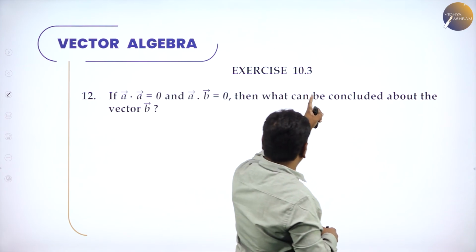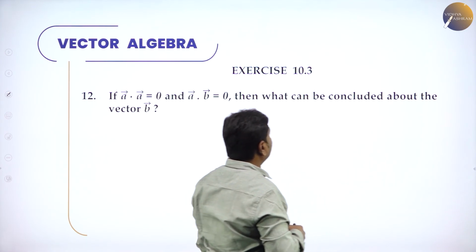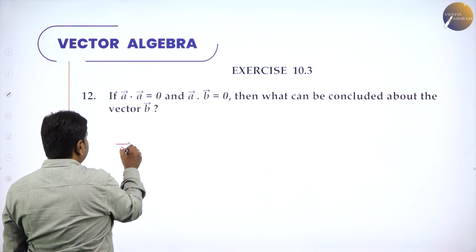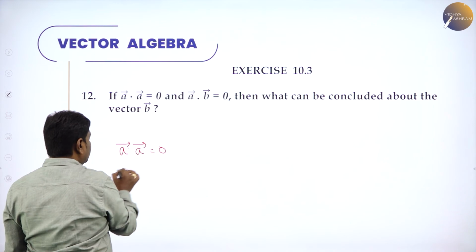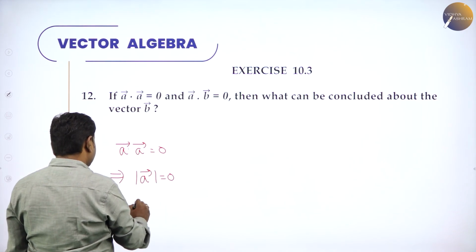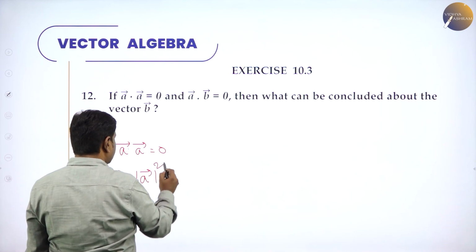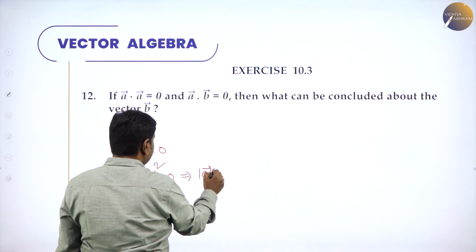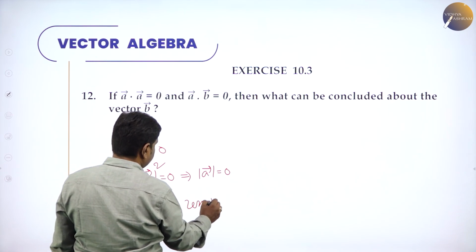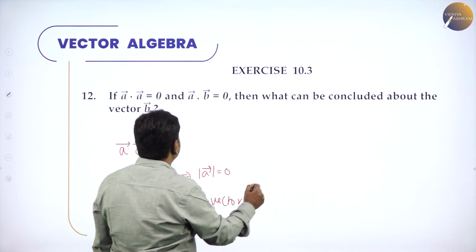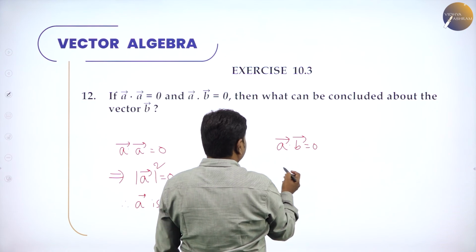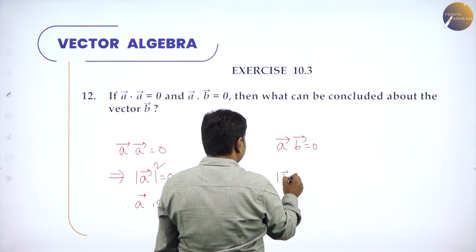Then what can be concluded about vector b? They gave a dot a is 0. A dot a is 0 implies that magnitude a square is 0, that is magnitude a is 0, so a is a zero vector. And a dot b equal to 0 then implies about vector b.